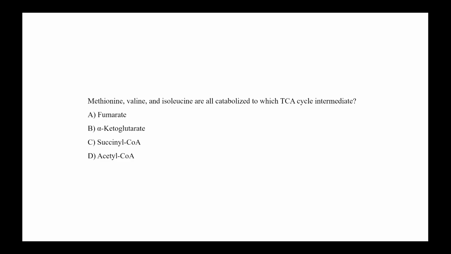What could be the correct answer? You're saying succinyl coenzyme A. That is the correct answer. Very good. So, different amino acids have different roles in the metabolic pathway.